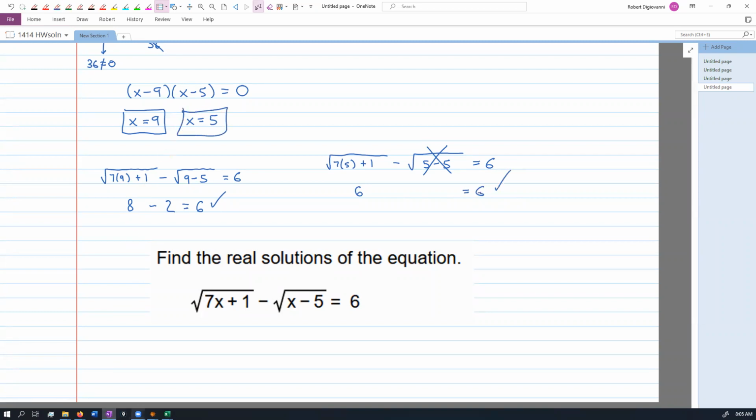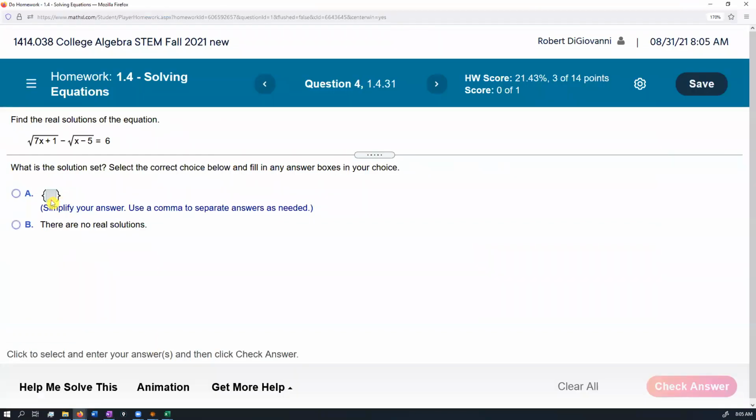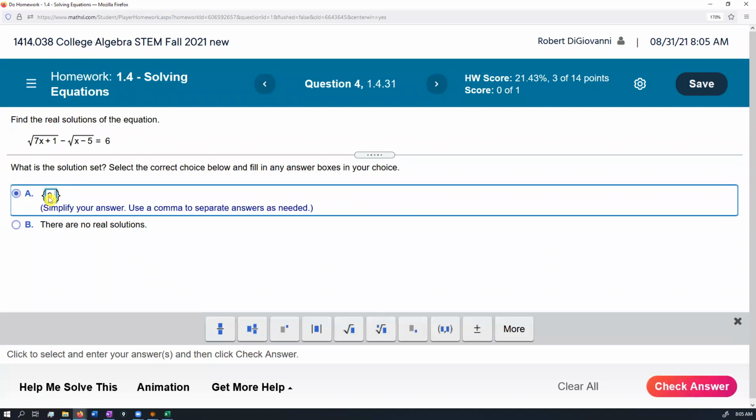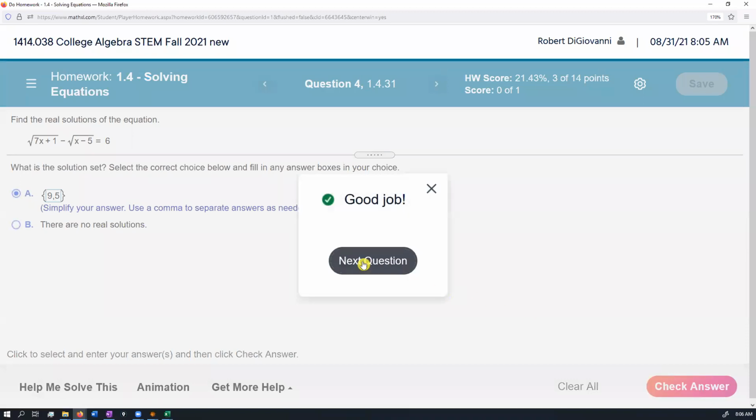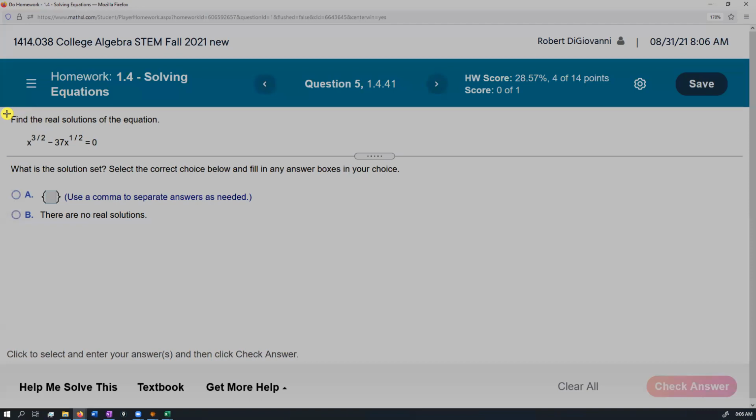So let's go put this answer in. Two answers, 9 and 5. It says, do you use a comma to separate the answers? So 9 and 5. I guess it doesn't matter what order I put them in.